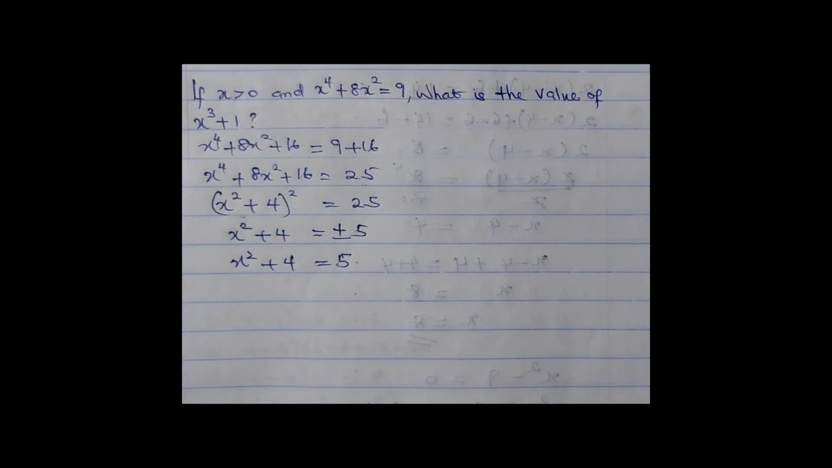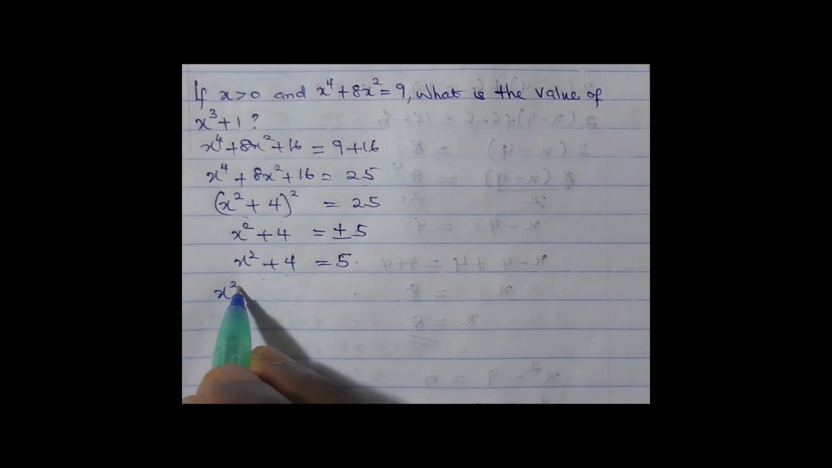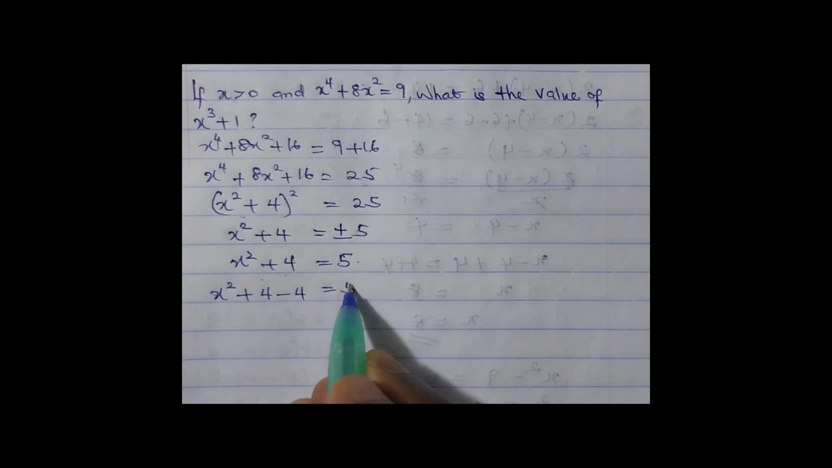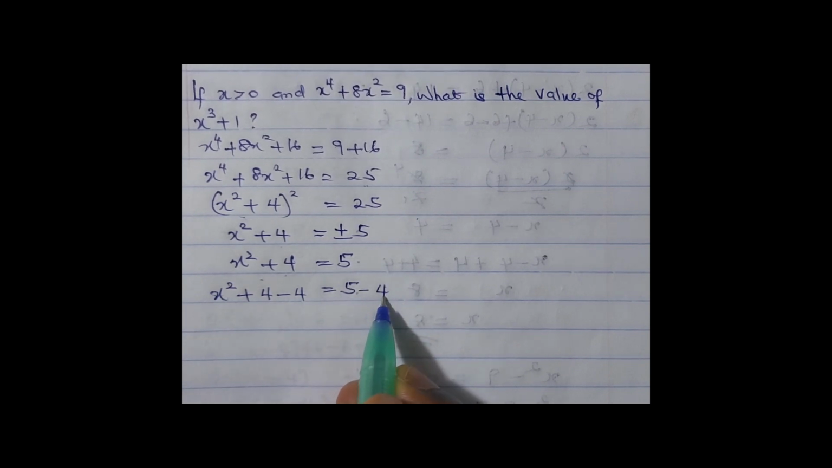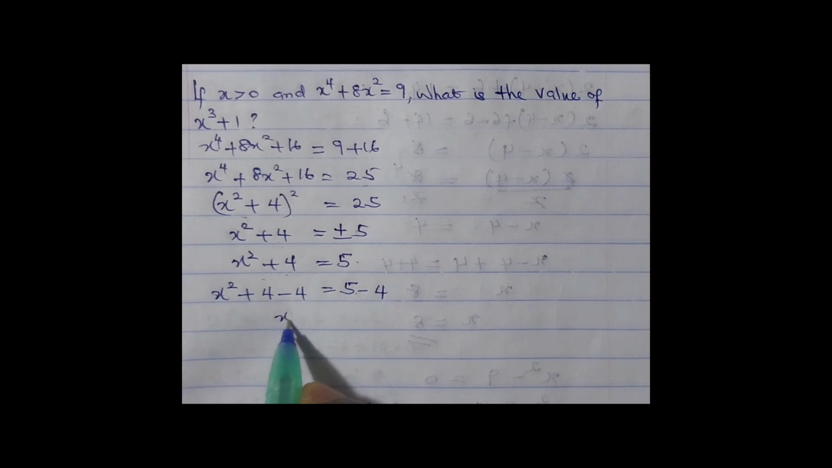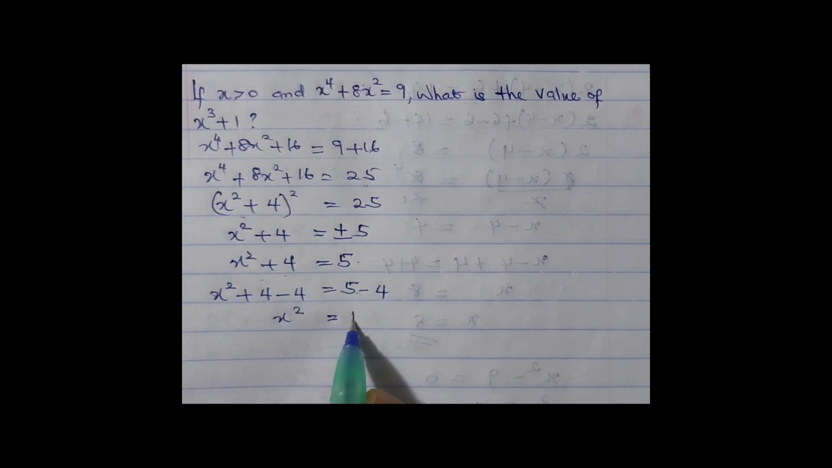So what do we do next? We subtract the value of this 4 from both sides of the equation. So we subtract 4 from the left hand side, we also subtract 4 from the right hand side. So we have x squared plus 4 minus 4 is equal to 5 minus 4. So we'll be left with x squared is equal to 1.